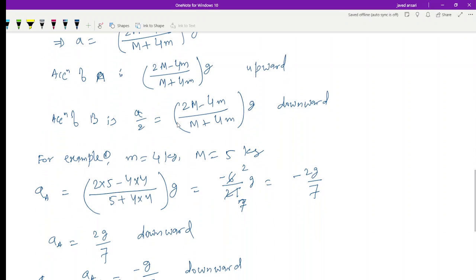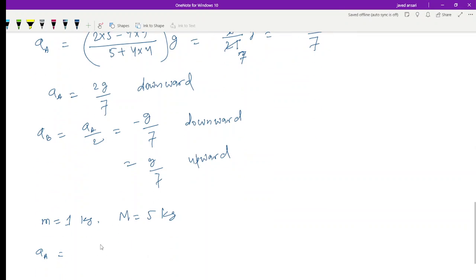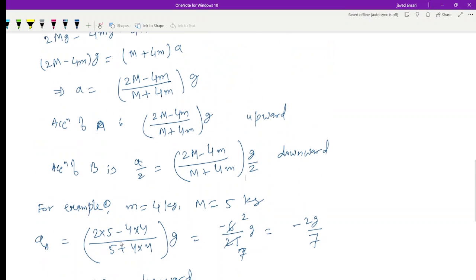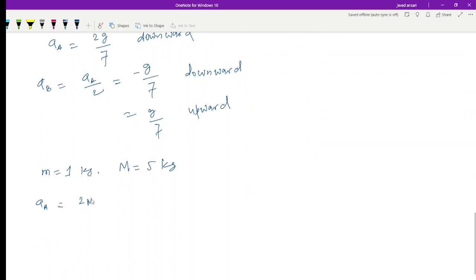Acceleration of B is a by 2, right? So we'll have to have g by 2 here. I missed this 2 and sorry for that. But the final answer will remain the same, right? So now a is (2M minus 4m) by (M plus 4m) times g. This is the acceleration of A.